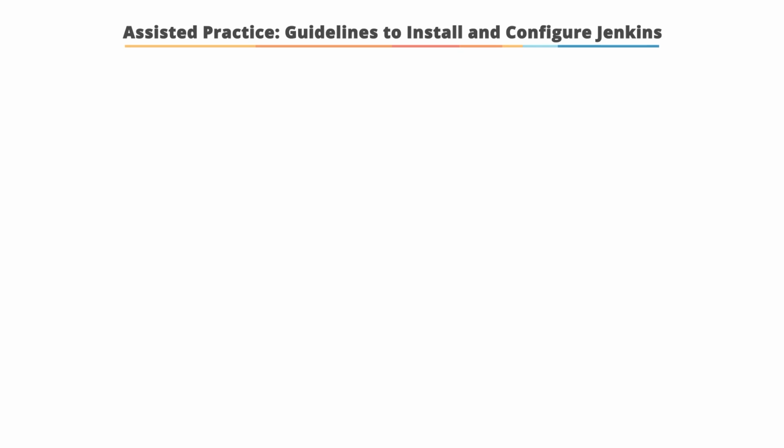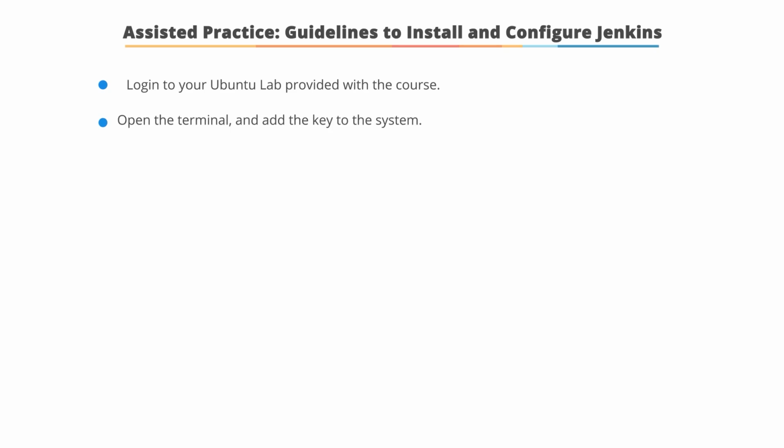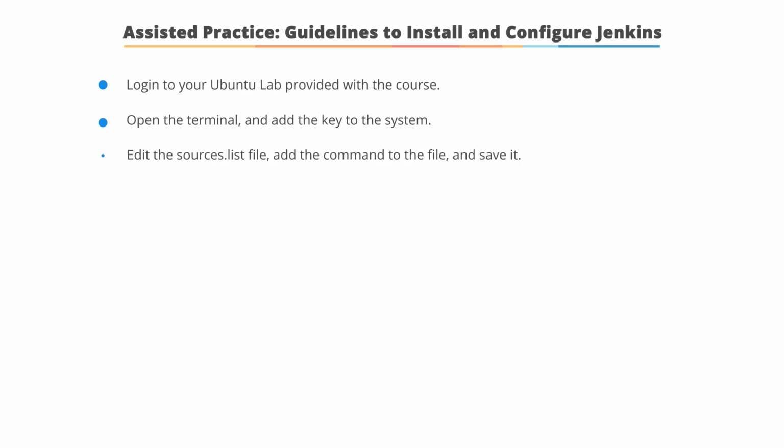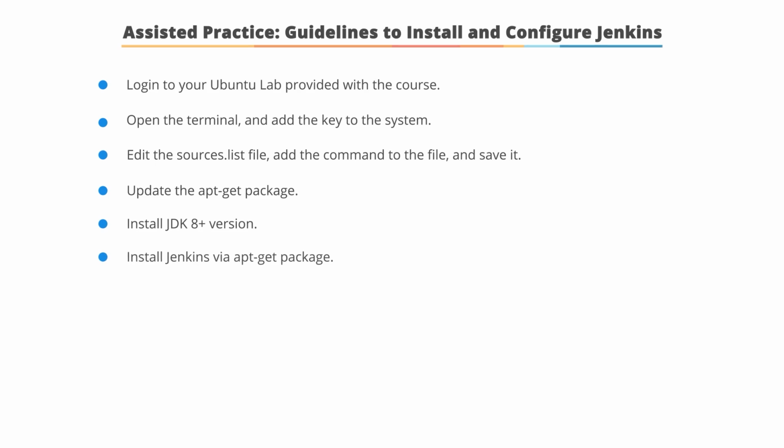Let's recap the important steps. Assisted practice, guidelines to install and configure Jenkins. Log into your Ubuntu Lab provided with the course. Open the terminal and execute the command available in the lab document 3.1 to add the key to the system. Edit the sources.list file and add the command to the file and then save it. Update the apt-get package. Install JDK 8+ version. Install Jenkins using apt-get package.